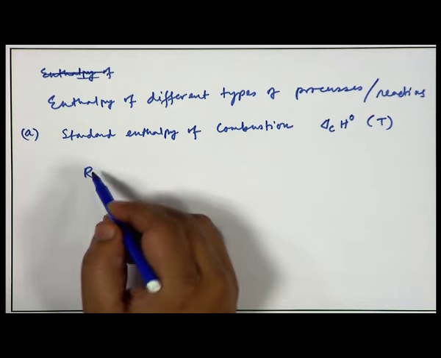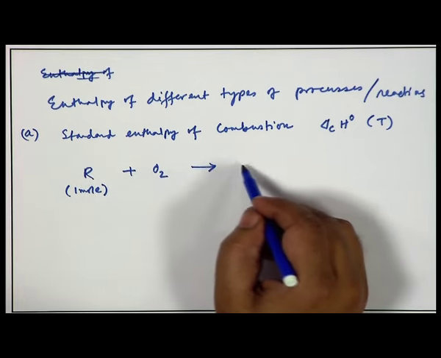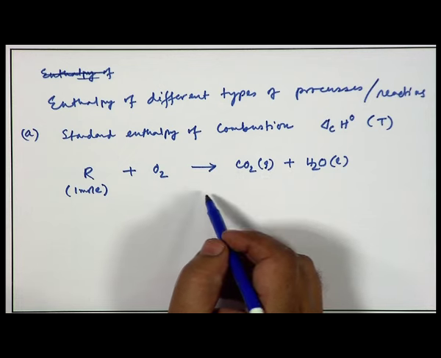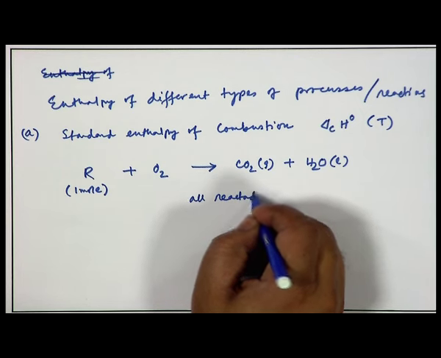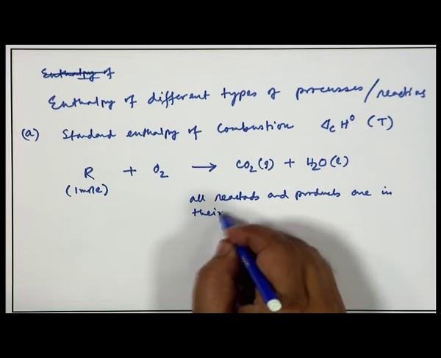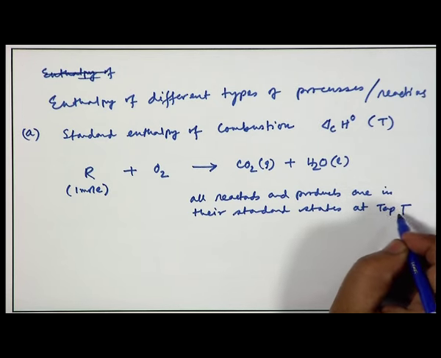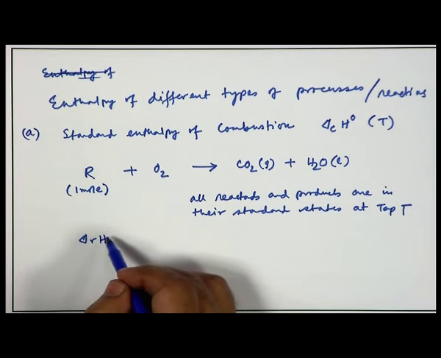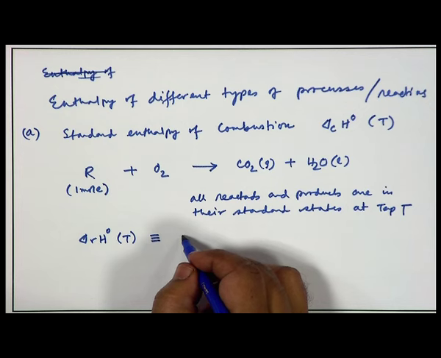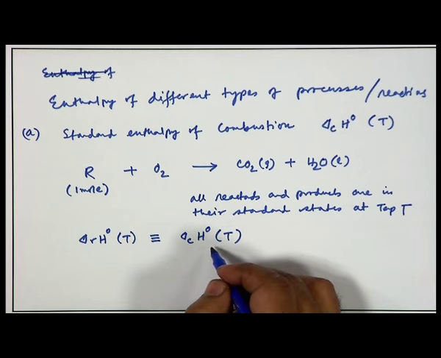So, if I take a substance R, 1 mole, and react it with oxygen and produce carbon dioxide and liquid water, and all reactants and products are in their standard states at temperature T, then the standard enthalpy of reaction for this particular reaction at temperature T is defined as the standard enthalpy of combustion for that particular substance R.